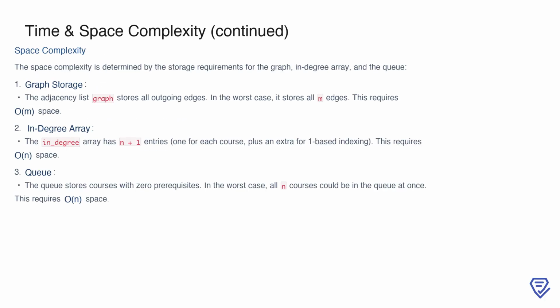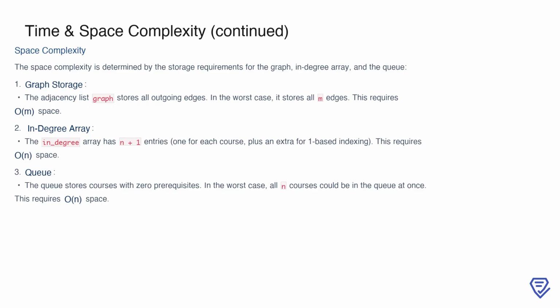Now let's turn to the space complexity. The algorithm's space requirements are driven by the graph representation, the in-degree array, and the queue. First, the adjacency list graph is used to store outgoing edges, which requires m space since it contains all m edges. Second, the in-degree array, which has n plus 1 entries to accommodate 1-based indexing, requires n space. Lastly, the queue, which holds courses with 0 prerequisites, can hold up to n courses at once in the worst case, contributing an additional n space.